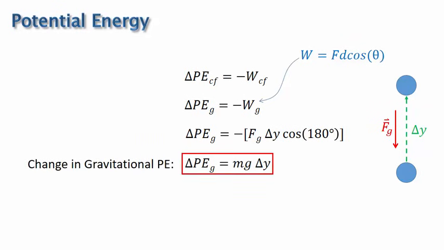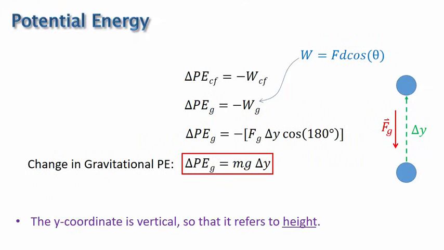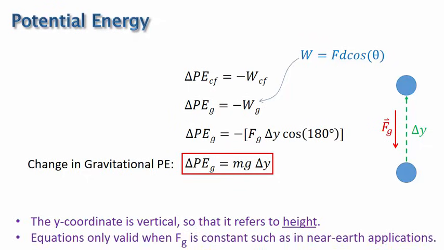It's important to recognize when applying this equation that the y-coordinate is vertical, or in other words, it only refers to height. This means that the gravitational potential energy does not vary with horizontal displacement, but only with vertical displacement. Also notice that in this derivation, we used the gravitational force equation mg and assumed that it was constant. This is typically only true when near the surface of a large celestial body like the Earth, so we should make note of that restriction as well.